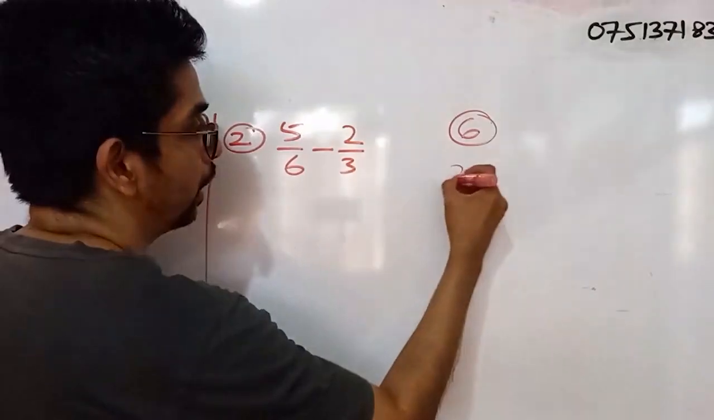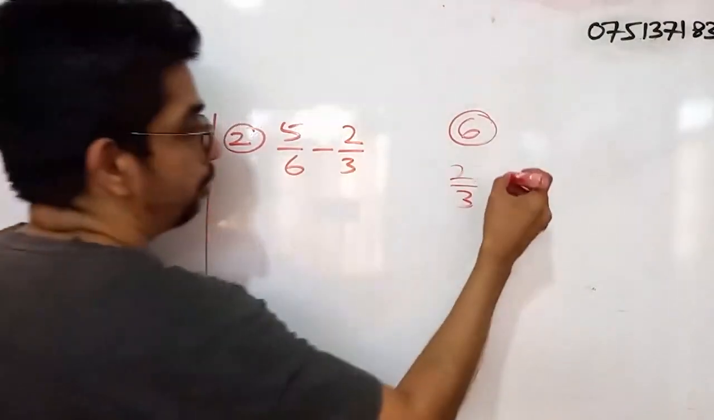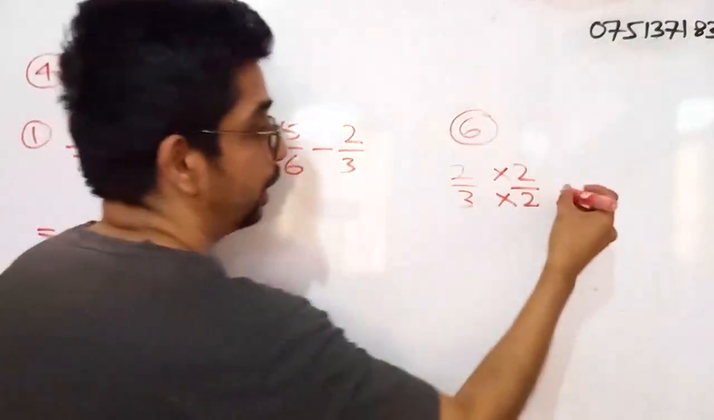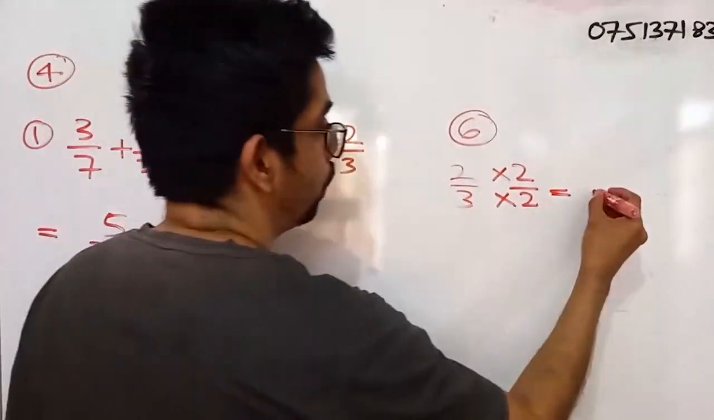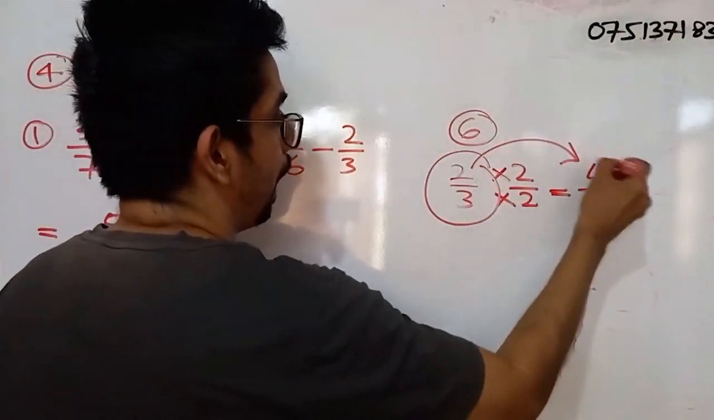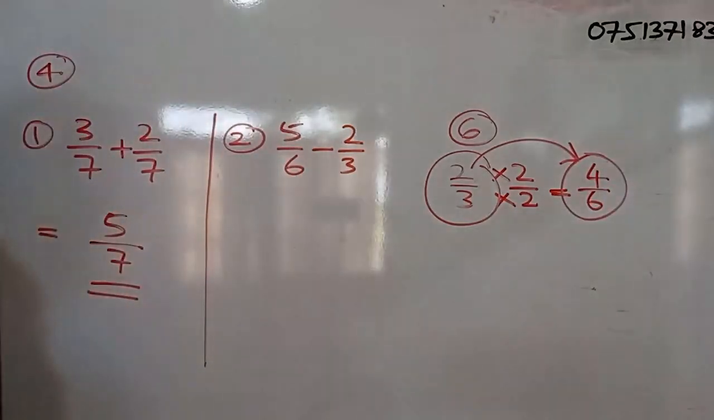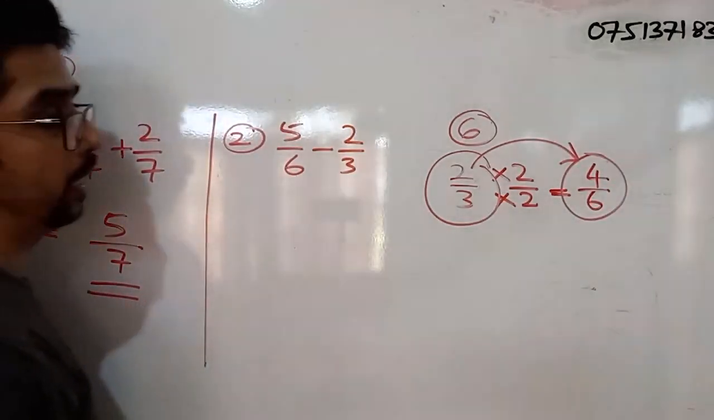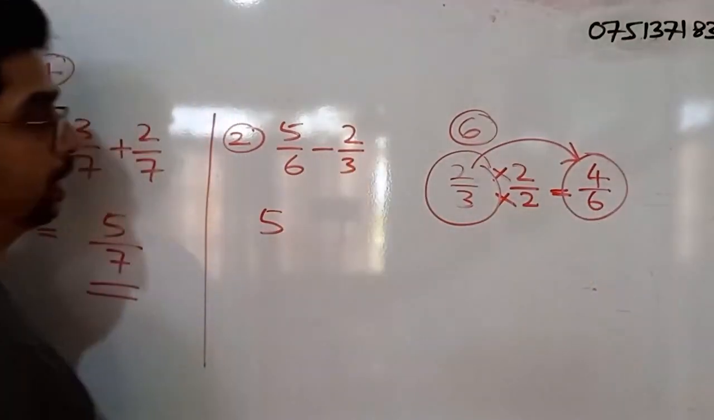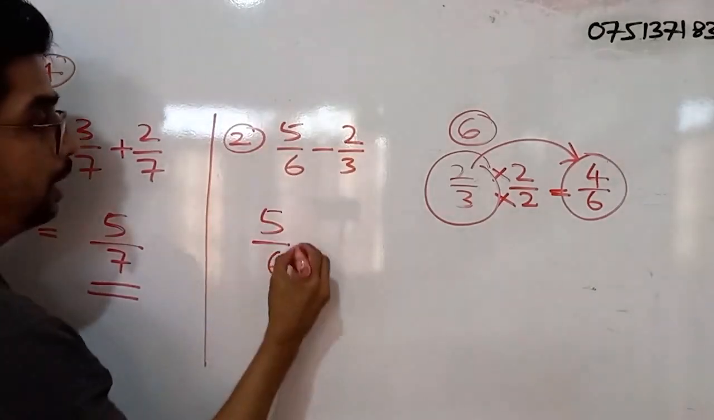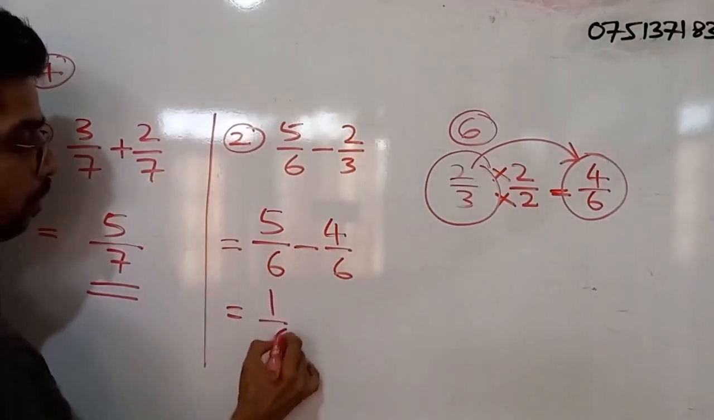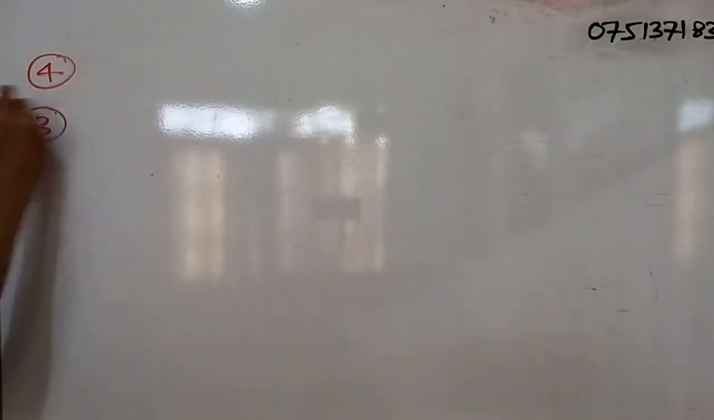Right? So we will take 2 by 3. If I multiply the numerator by 2 and the denominator by 2, I can make the denominator 6. 3 times 2 we know that is 6. 2 times 2 that is 4. Now 2 by 3 and 4 by 6 are equivalent fractions. So instead of 2 by 3, I can use 4 by 6. So 5 by 6 minus 4 by 6. So here the answer will be 1 by 6.